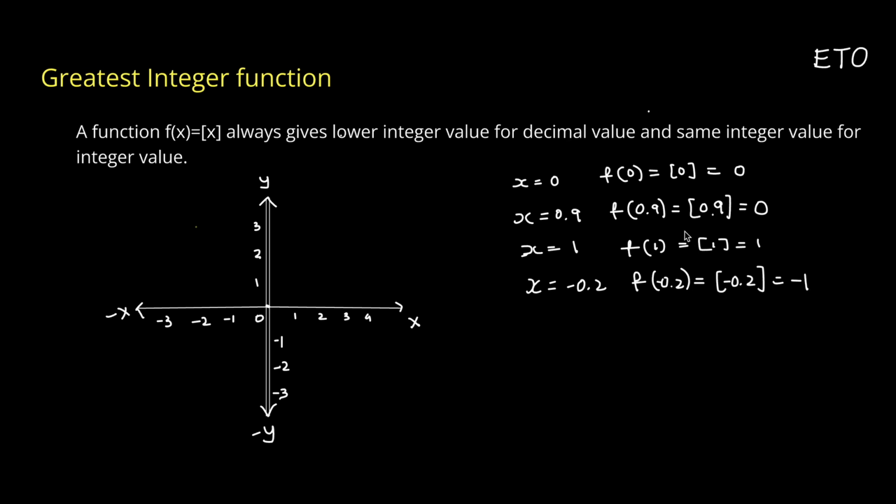If we apply this logic in a two-dimensional coordinate system, we will get a graph like this. This looks like steps, so the greatest integer function is also called the step function. The domain of the greatest integer function belongs to real numbers. The range of the greatest integer function will always belong to integers.